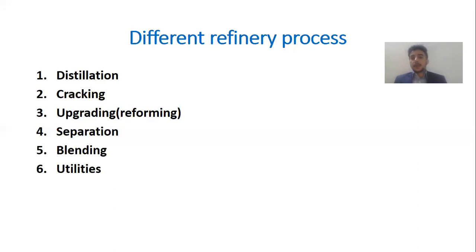Another important process in the refinery is the separation. Separation means a removal of impurities, especially some like sulfur, nitrogen, oxygen, or other metals in the crude oil. Separation is a very important process in the refinery unit for removing the impurities from crude oil. It means a removal of water or toxic gases or metals or sulfur, nitrogen, oxygen. These impurities must be removed from the crude oil and then it enters the other processes in the refinery.